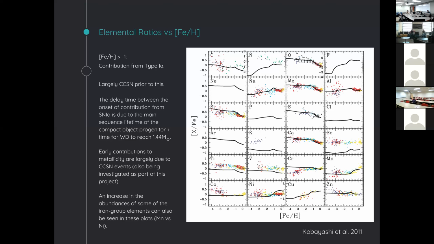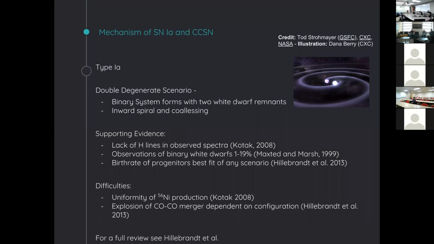Yeah, I think this is this page. So moving on, talk quickly about mechanisms for type 1A. The double degenerate scenario is thought of as two compact objects, white dwarfs, coalescing, and by that they exceed the Chandrasekhar mass. Electron degeneracy can no longer support their weight, and so they implode and then they explode. And this is the idea that supernova type 1A are produced by this coalescing of two compact objects.